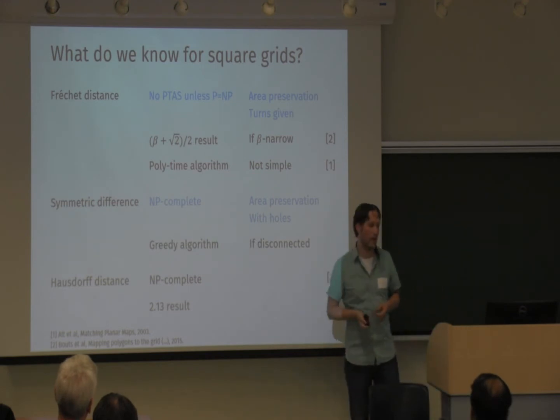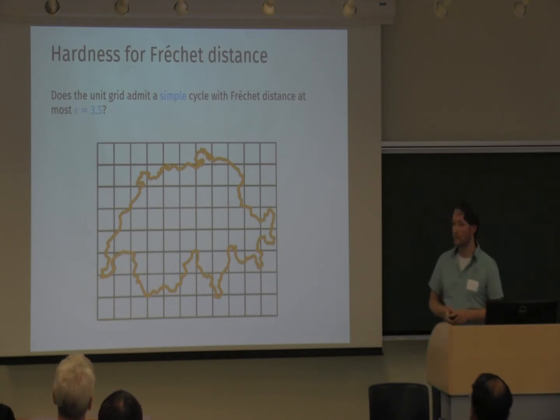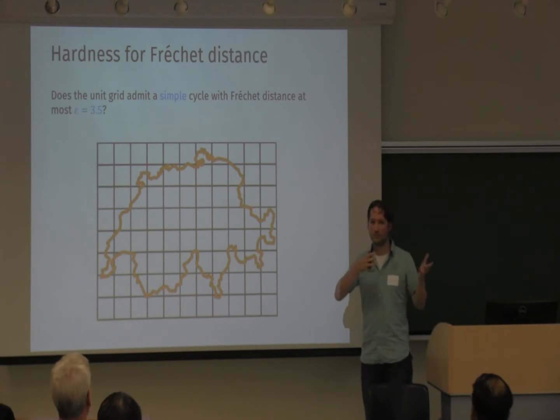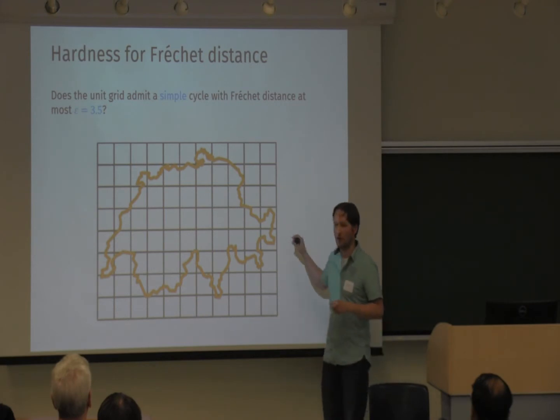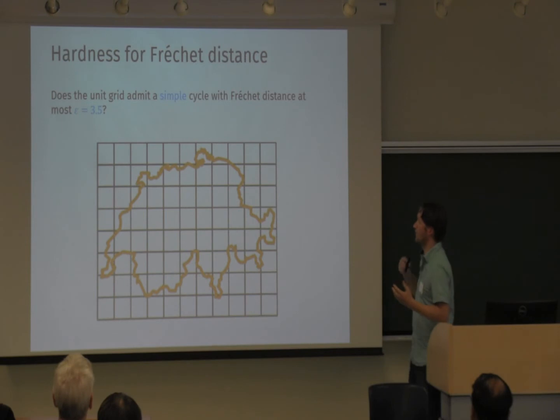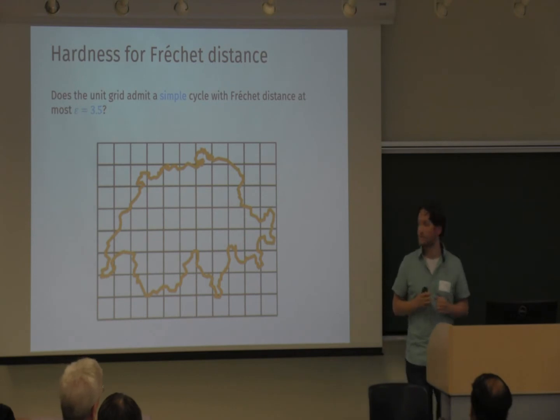So just very briefly on how this works. The problem I'm first going to talk about is the Fréchet distance variant. I'm not going to define the Fréchet distance. You might have just seen it in Tim Ophelder's talk. But the main thing you need to know is with the Fréchet distance, you kind of just have to follow your input polygon quite closely. We're going to see whether it's hard to find in this black grid a simple cycle such that the Fréchet distance is at most 3.5.